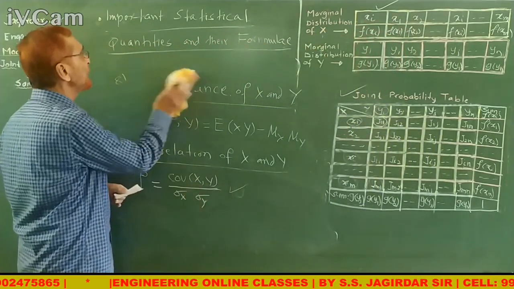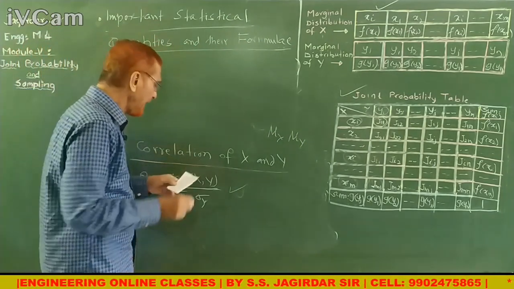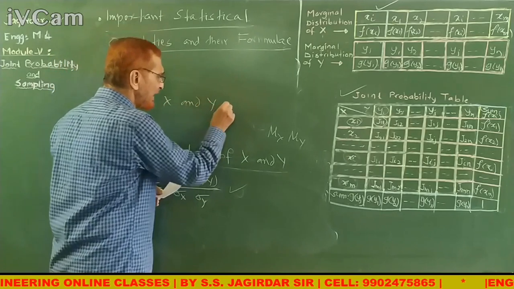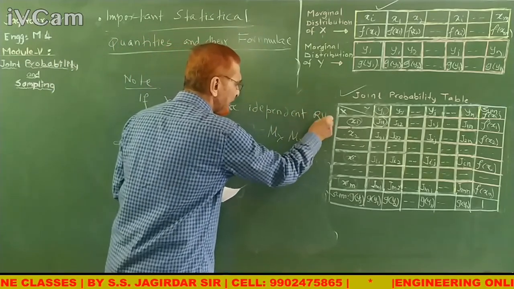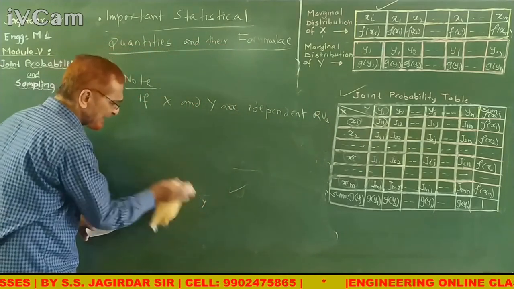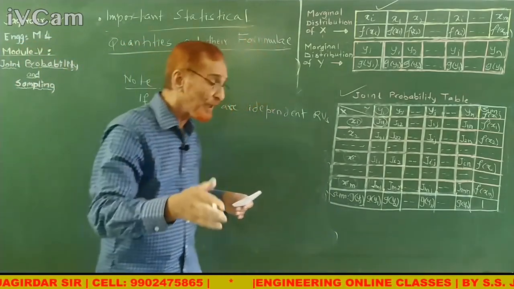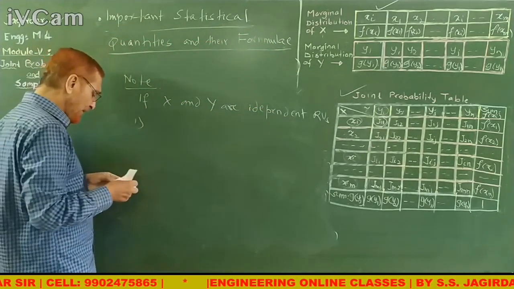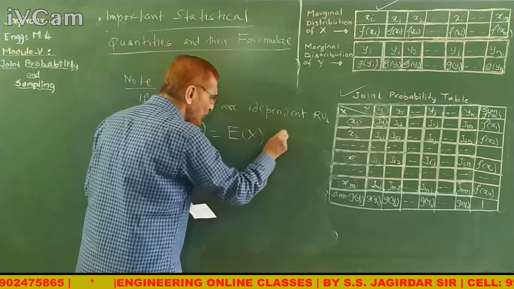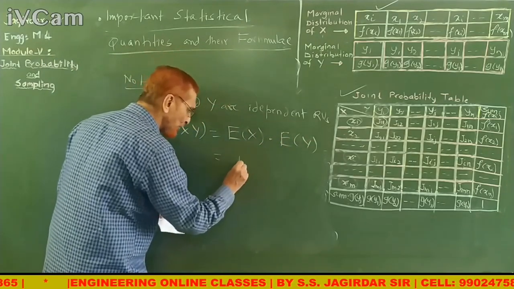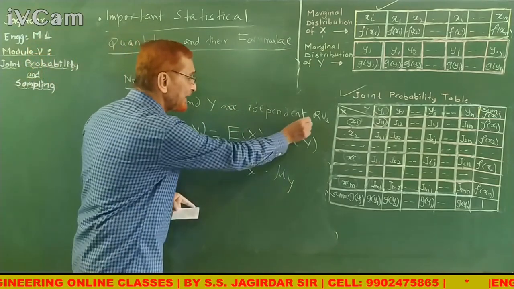Lastly, I want to mention one more thing, some important outcomes. If x and y are independent random variables, and you know how to verify they are random variables, as we have discussed already, then the important outcomes you can directly take up are these. One, the expectation of xy is always equal to the product of the expectation of x and the expectation of y, or you can use the symbols mu x into mu y. This result is true only for independent random variables.